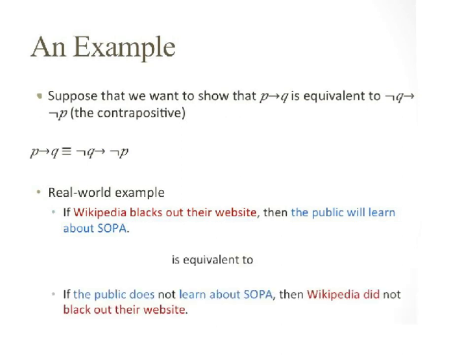The contraposition of this statement is not Q implies not P. That is, if the public does not learn about SOPA, then Wikipedia did not black out their website. Before we start our proof, it is important to note that in the terms of our example, it is not possible for Wikipedia to have blacked out their website and for the public to not learn about SOPA at the same time, because then P implies Q would give true implies false, which makes the statement false.